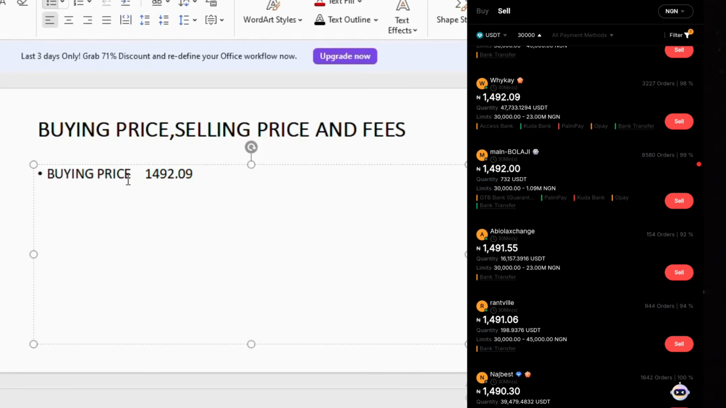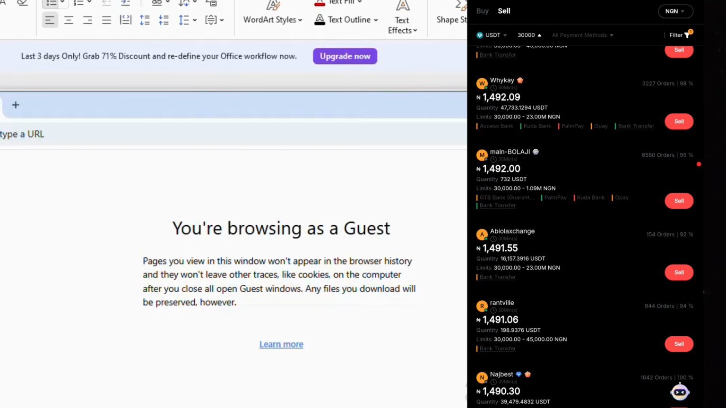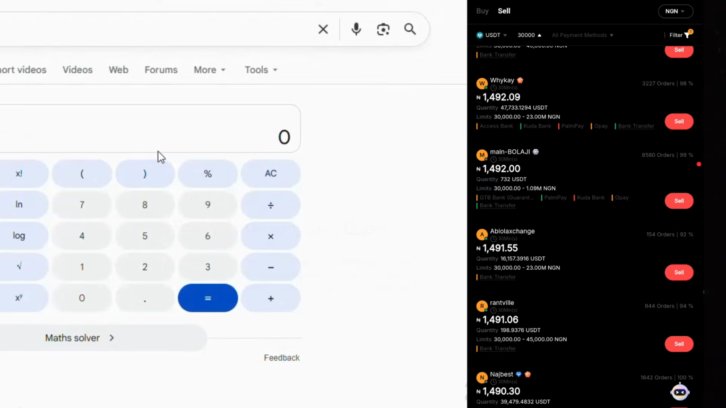As a merchant, remember that people are going to be selling to you. If you're using 1 million naira to trade, for example, let me come straight to our calculator. Let's say you're using 1 million naira to trade. So I'm going to put in 1 million naira over here, and you divide it by your buying price.